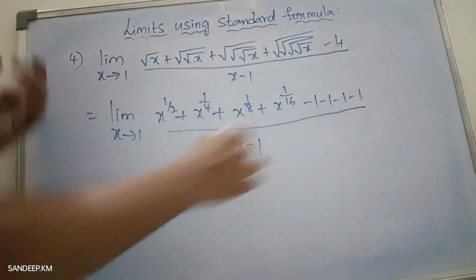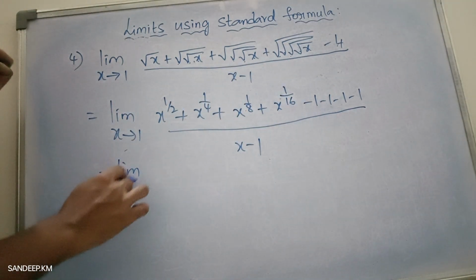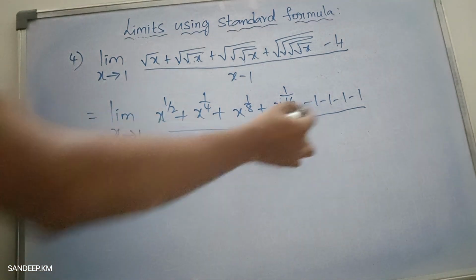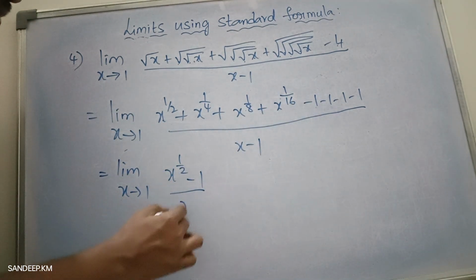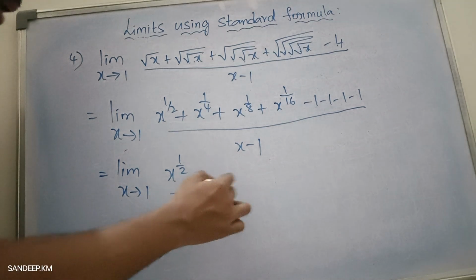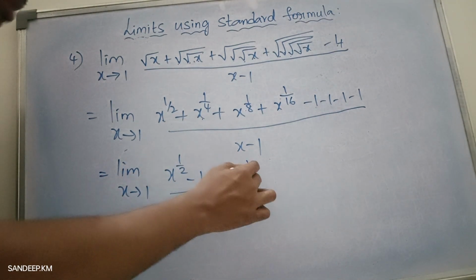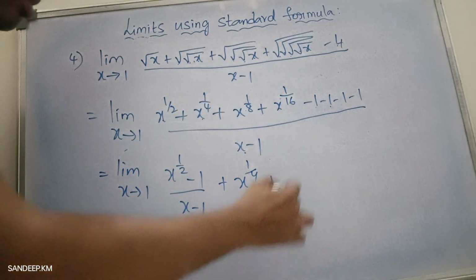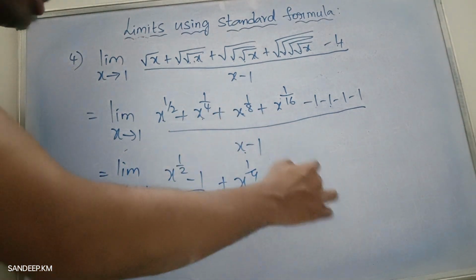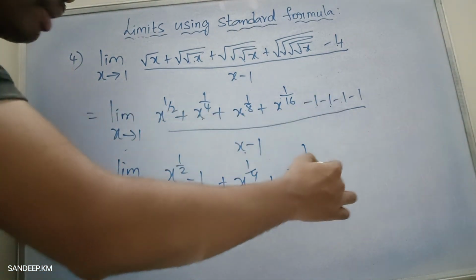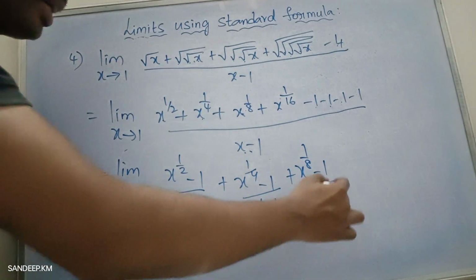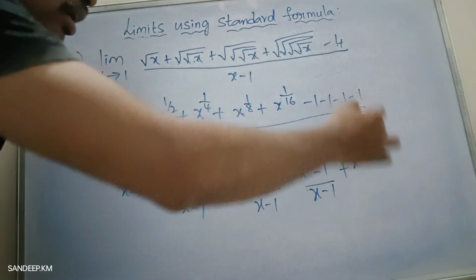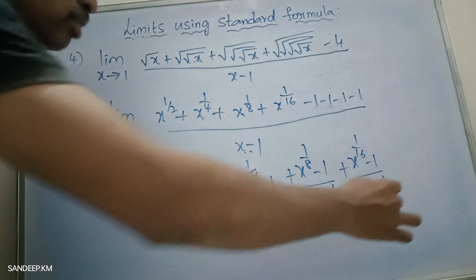So how am I rearranging this function? Limit x approaches 1. First I'll write x power 1 by 2, I'll take minus 1 here with common denominator x minus 1, plus I'll write x power 1 by 4, I'll take second minus 1 divided by x minus 1, plus I'll take x power 1 by 8. Next I'll take minus 1 from here with the denominator x minus 1, plus I'll take x power 1 by 16, I'll take minus 1 here divided by x minus 1.